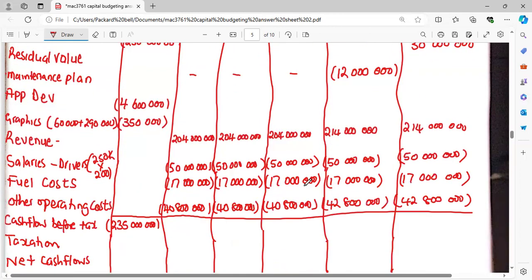Do we have the figures? Anyone with the first line there? It's just a matter of 204 minus 50 minus 17 minus 4,800. I get 96,200,000. 96,200,000. Yeah. Is it not the same until here? It's the same for the next year. So it's going to be 96,200,000. Yeah.